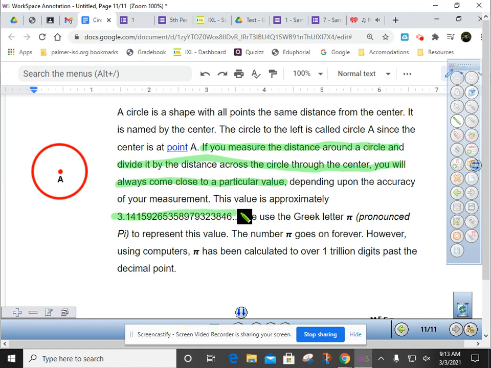3.14 does not equal pi. Okay? That is what we use for pi. Notice that they even said it. I've said it 5 times and they said it right here. All right, it is very important.